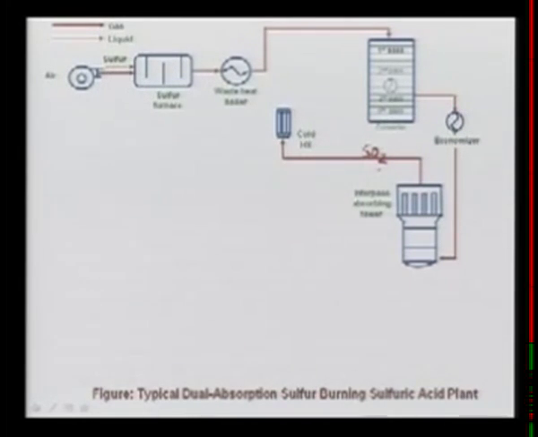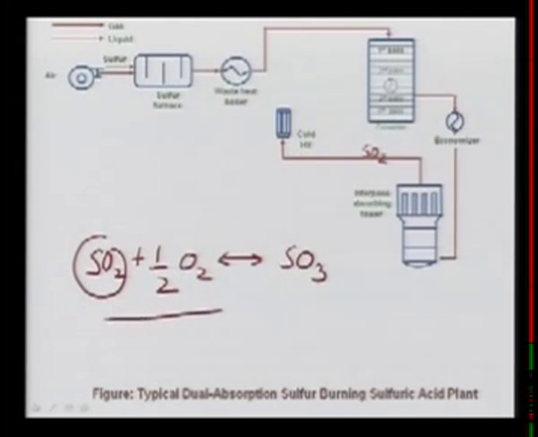And remember here, our reaction was SO2 plus half O2 making SO3. In order for this reaction to go forward, if I am rich in sulfur dioxide, my reaction will tend to go forward. Here I will again see my SO3 is gone, so I am again back to rich in SO2. If I am rich in SO2, I can again move it forward, and then I can produce more SO3.